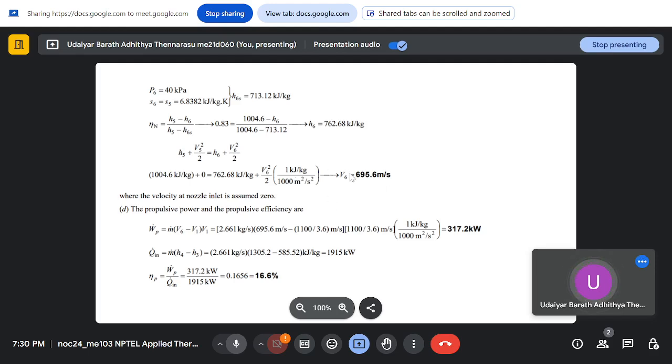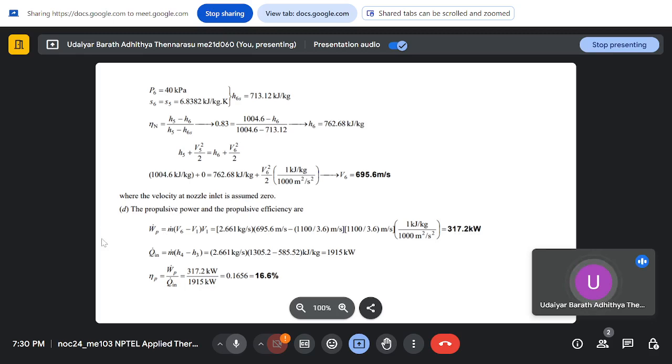With this I can find the propulsive power. Propulsive power is mass flow rate into the velocity change, V6 minus the inlet velocity, that is thrust, into the inlet velocity. Substituting the velocities and the mass flow rate, I will get 317.2 kilowatt.